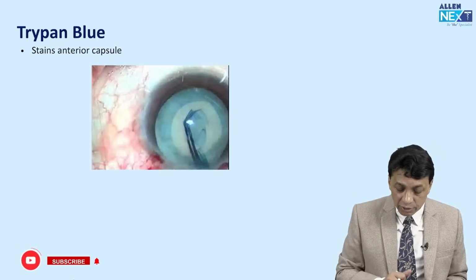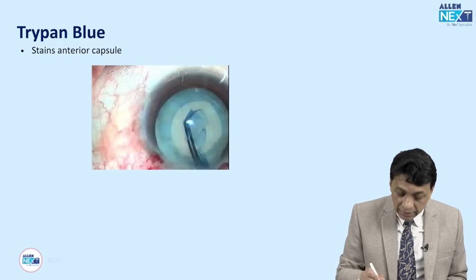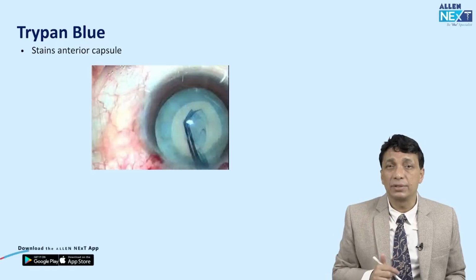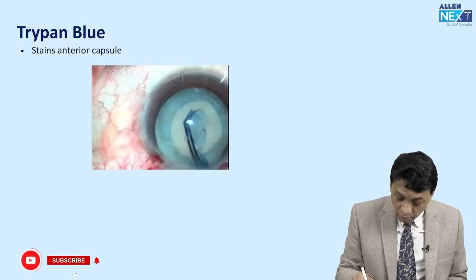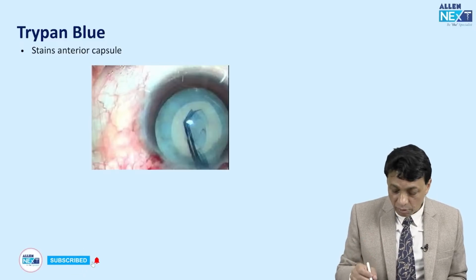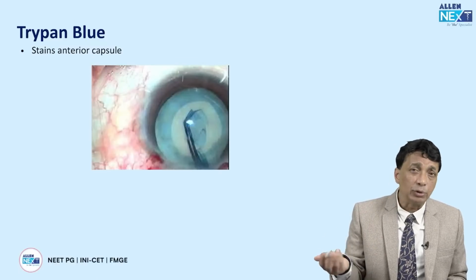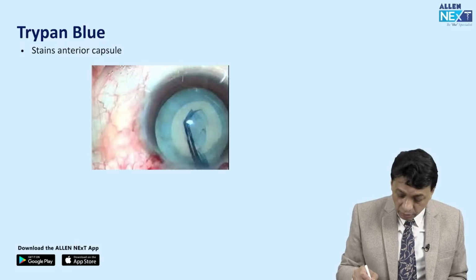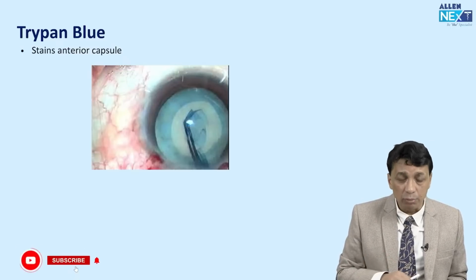The next is trypan blue. The last of the dyes is trypan blue, which stains the anterior capsule while performing cataract surgery. When we do a capsulorhexis, we stain the anterior capsule with the blue dye. Otherwise, we cannot see the capsule at all because there is a mature cataract here. You cannot get the retroillumination which you get in an immature cataract. In mature cataracts, you cannot see the glow, so you have to stain the capsule in order to see it. This is the trypan blue stain.